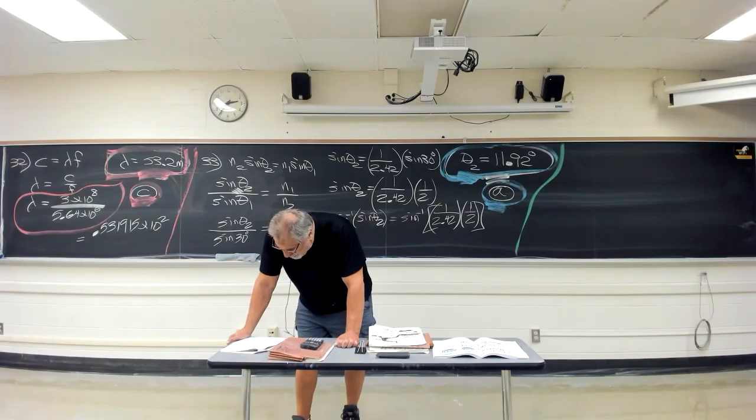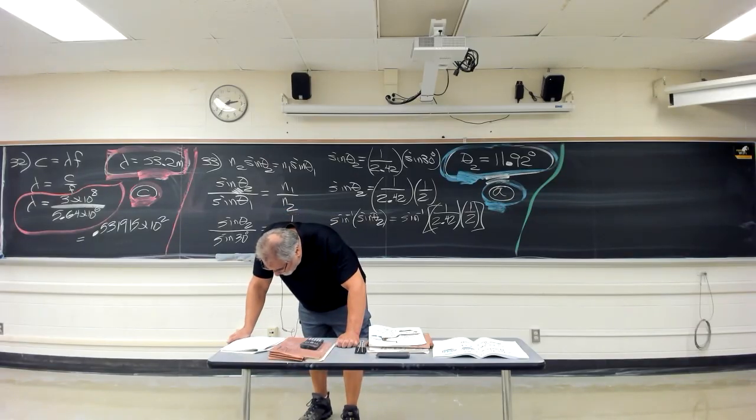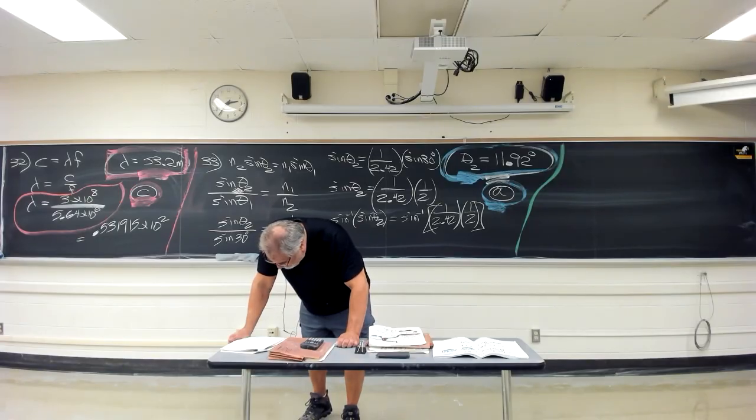So we did 32 and 33. Let's go to 34. A ray of light travels from a glass to liquid interface at an angle of 23 degrees. That's the initial incidence. Indices of refraction for the glass and liquid are respectively 1.58 and 1.80. What is the angle of refraction for the ray moving through the liquid?